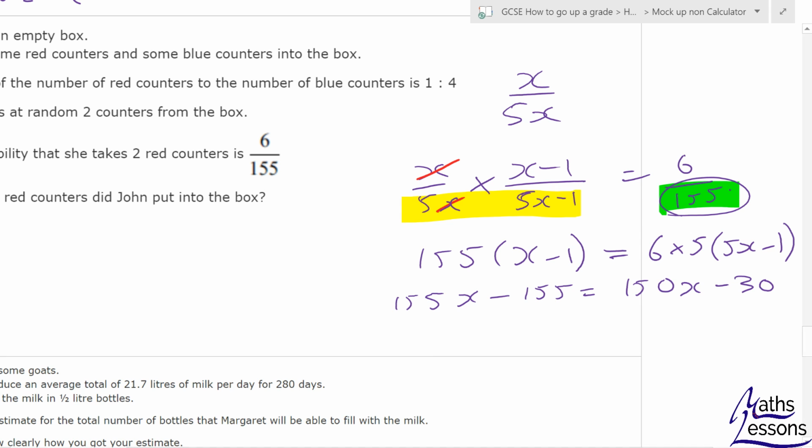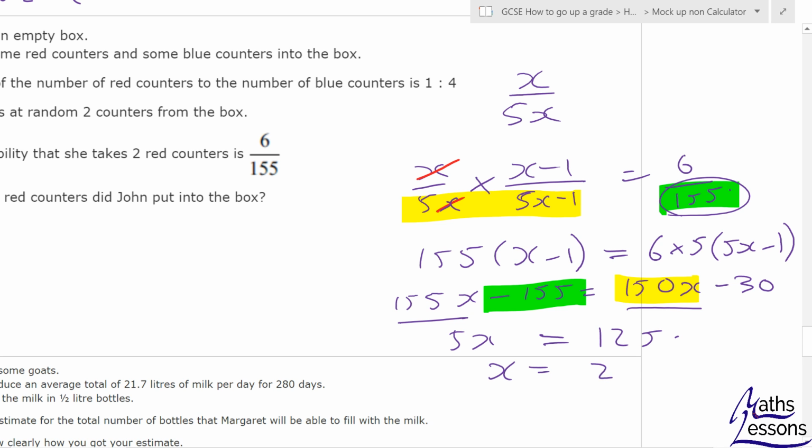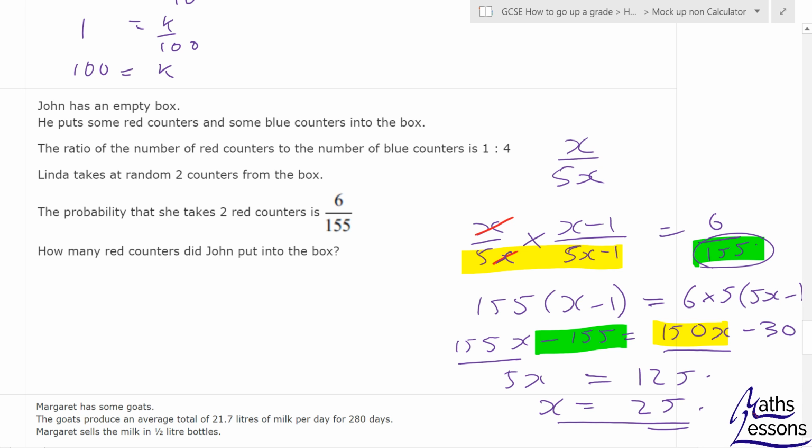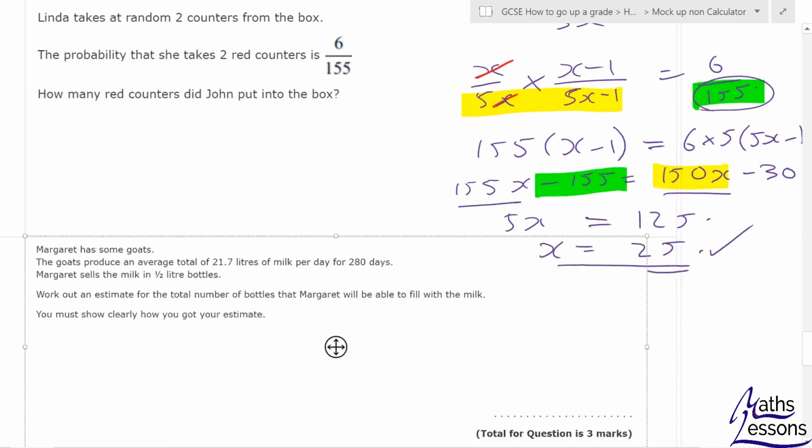So subtract that 150 from both sides and add that 155 to both sides. I'm going to get only 5x. 155 minus 150 equals, add 155 to minus 30, I'm going to get 125. So x must be equal to 25. Now if we go back to my original question, remember that x is the number of red counters I've got in the box. So I've got the answer to my question.